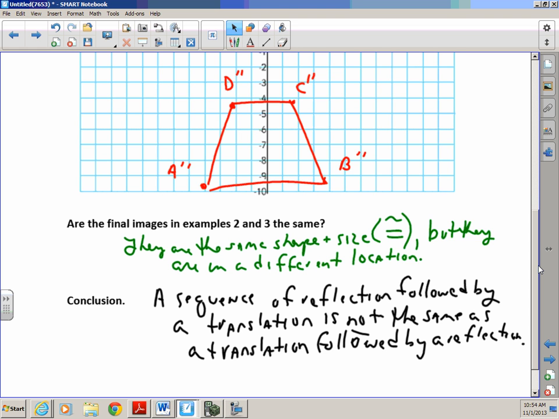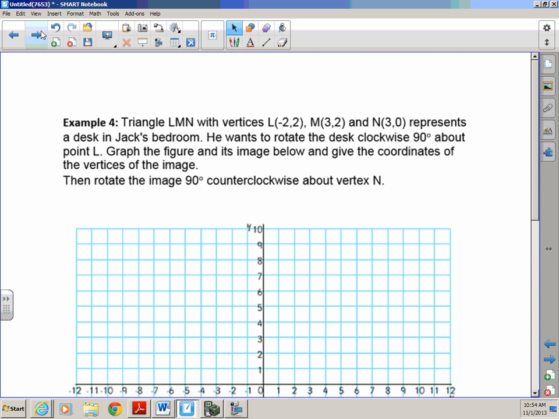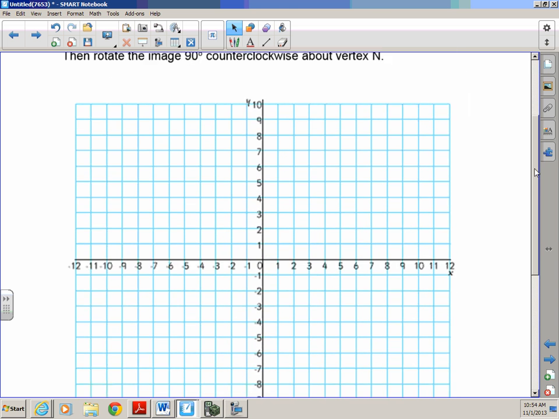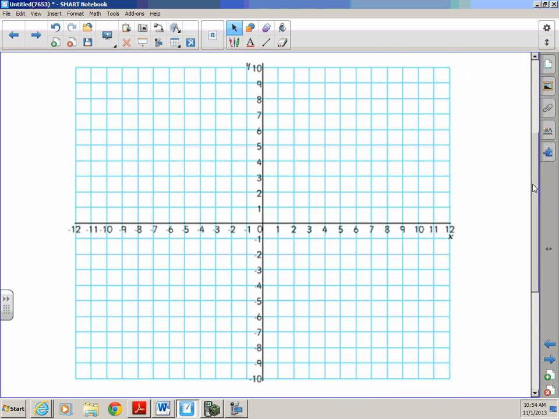Now, let's do the similar series, but now using rotations. So I'm going to take my triangle, L, M, and N. I'm going to first plot their points. So -2, 2 for L, 3, 2 for M, 3, 0 for N. So the first rotation is 90 degrees clockwise about point L.